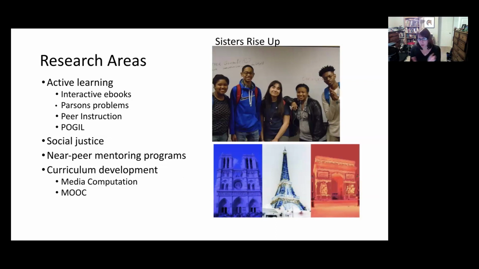The area I'm focusing on, in particular, is active learning. We know that people learn better if they're active than passive. Particularly, I'm looking at interactive ebooks, Parsons problems, as Jane said, and I'll explain what those are in a moment, peer instruction, we'll explain that too, and POGIL. And then I have some PhD students that are focusing on social justice. I've also been running near-peer mentoring programs, particularly for secondary students to help them succeed. In the US, we have something called Advanced Placement that secondary students can take for college credit or placement. So I run programs for that. And then I've developed curriculum.